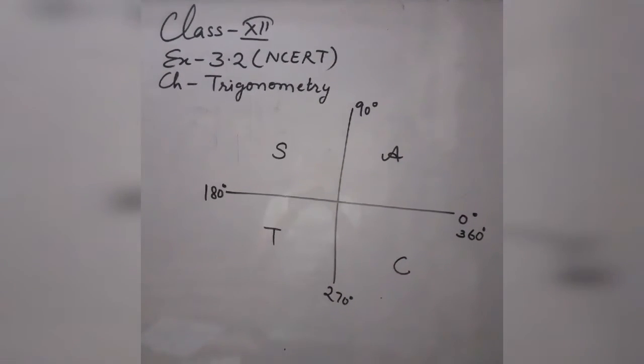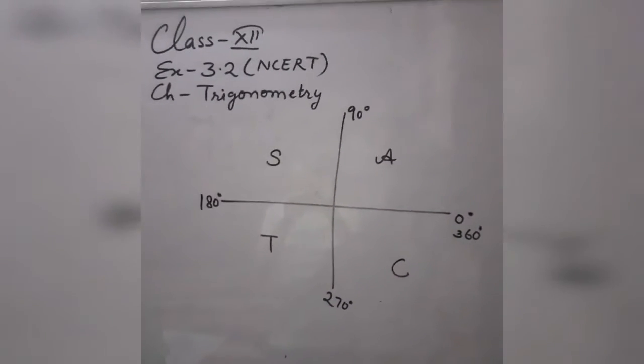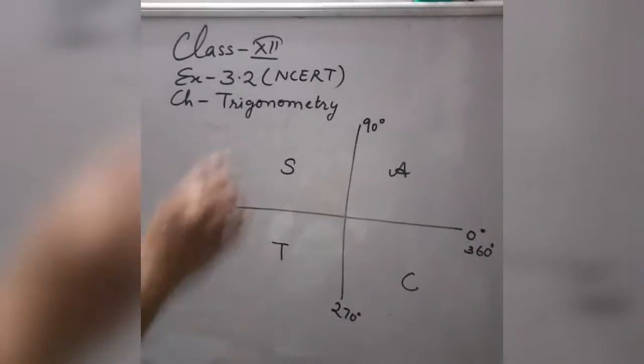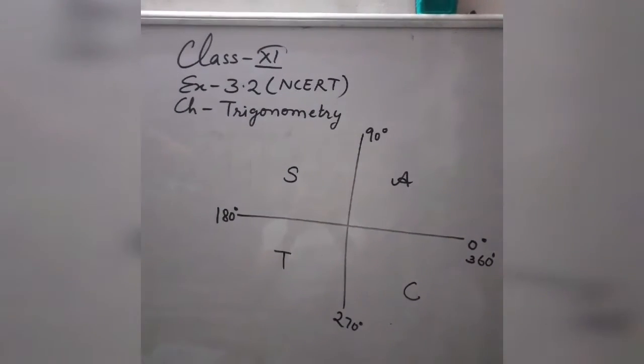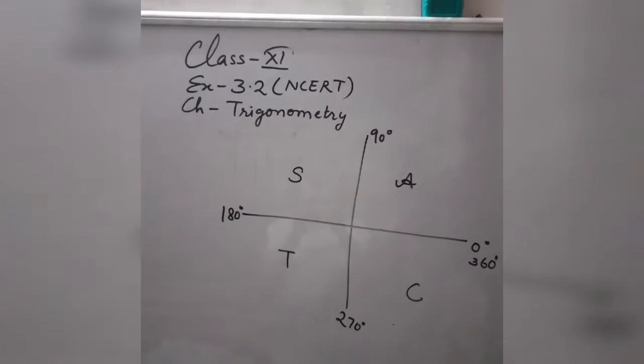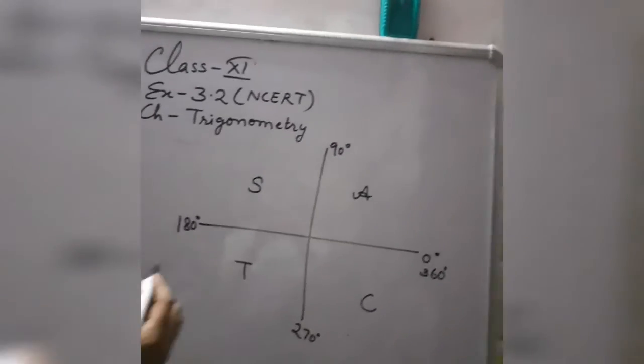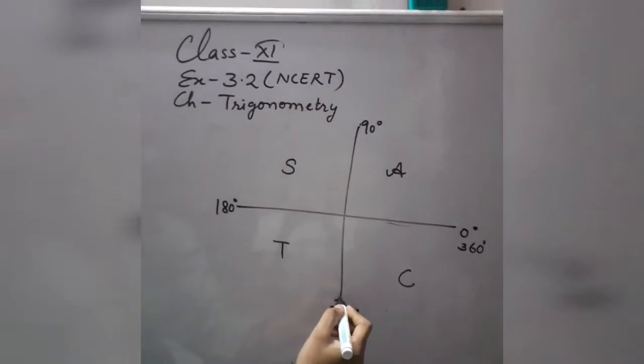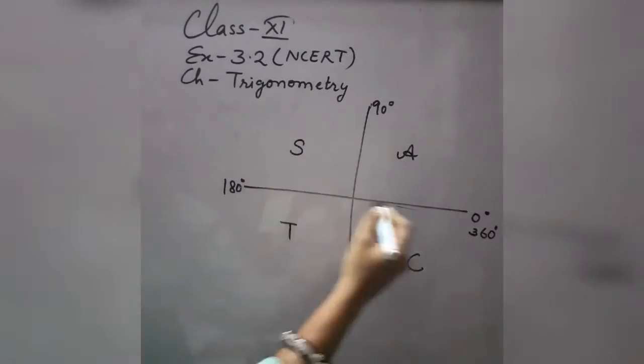Yes students, in this video we will start exercise 3.2 of the chapter Trigonometry, NCERT book. This is a class 11th video. In this video let us see, this is a plane. The plane is divided into four quadrants.